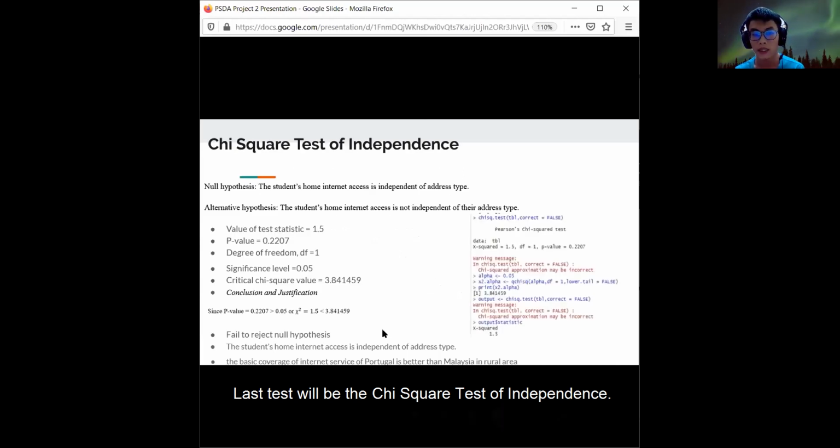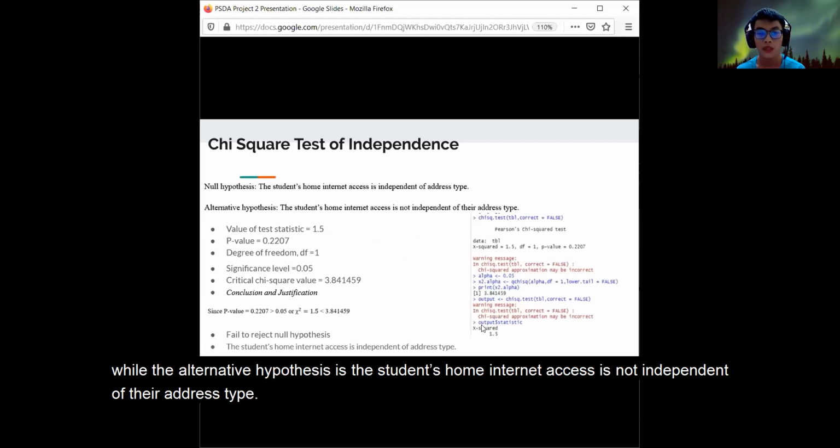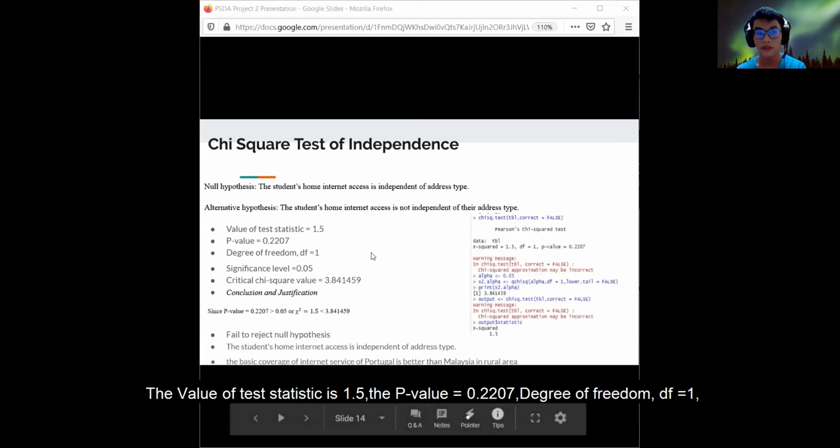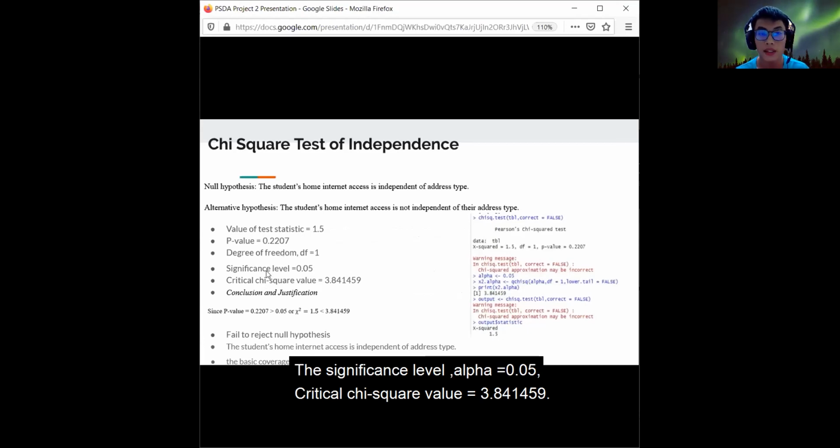The last test will be the chi-square test of independence. The null hypothesis is the student's home internet access is independent of address type, while the alternative hypothesis is the student's home internet access is not independent of their address type. The value of the test statistic is 1.5, the p-value is 0.2207, the degree of freedom is 1, the significance level alpha equals 0.05, the critical chi-square value is 3.841459.